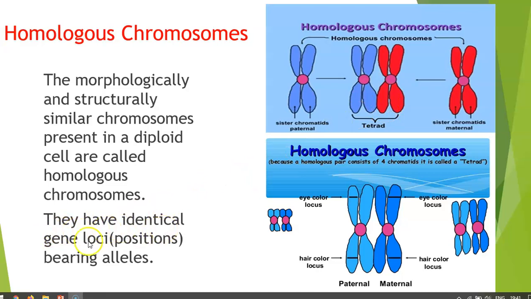They have identical gene loci positions bearing alleles. Here, have a look at the figure. When the tetrad formation takes place from the paternal and maternal chromosomes, you will have the same locations coding for a particular character. That is, the genes are located at identical positions. Here, you have this location for the eye color, same at the paternal and the maternal chromosome. Same here is the locus for hair color in both the paternal and maternal chromosome.